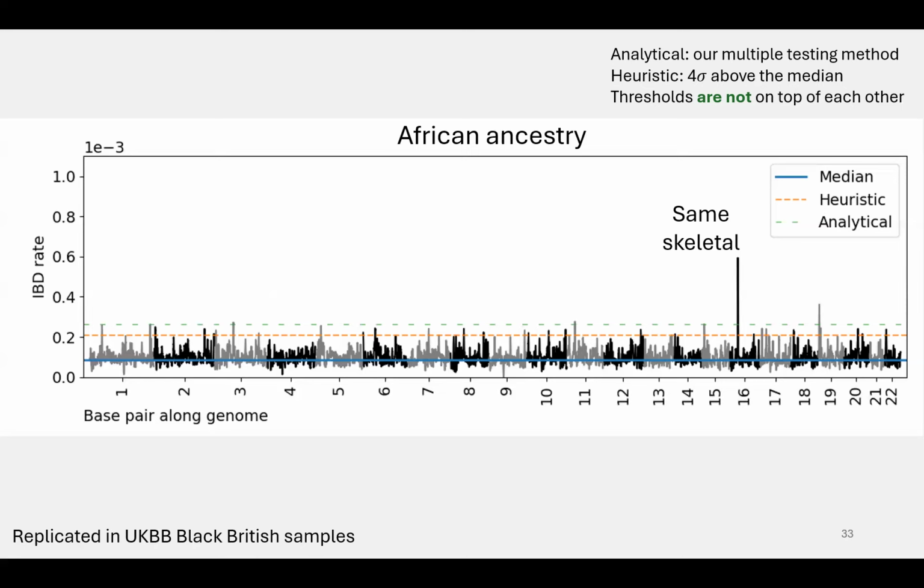We also will note that this pattern of having, say, an excess IBD rate or excess haplotype structure across different populations has been indicative of something that might not be a sweep, but could be, say, balancing selection, or other evolutionary mechanisms. And we have replicated this result in self-report samples of Black British in the UK Biobank.